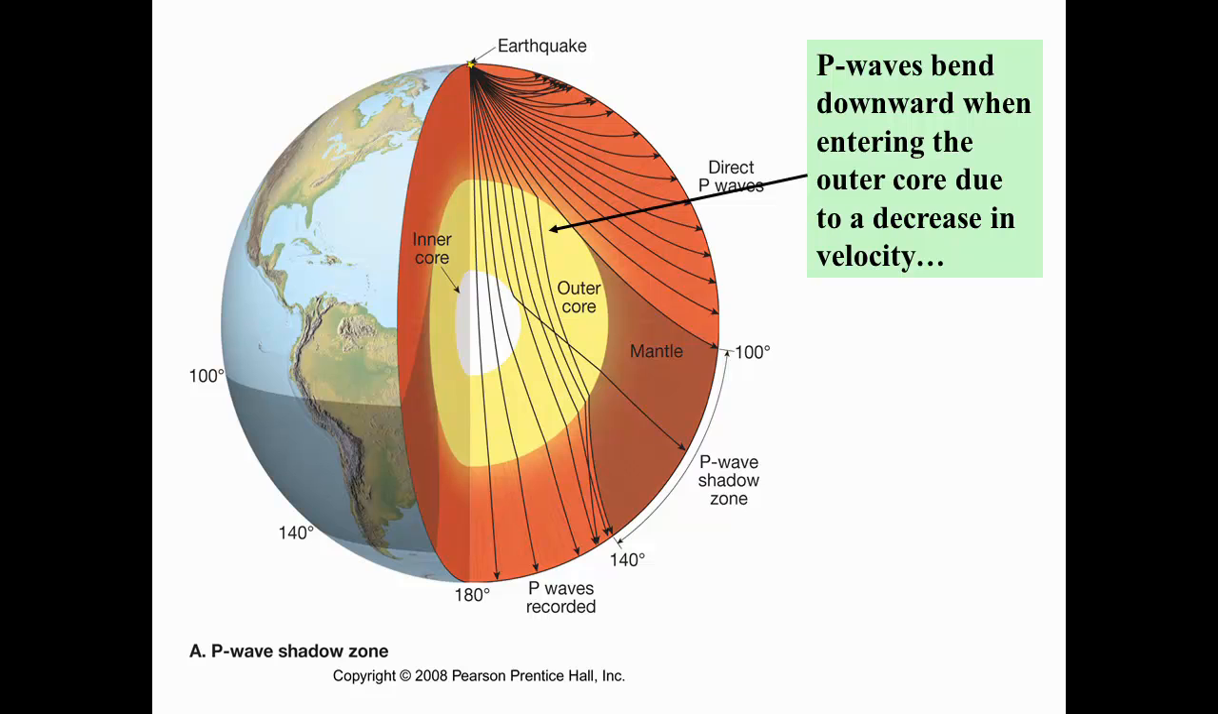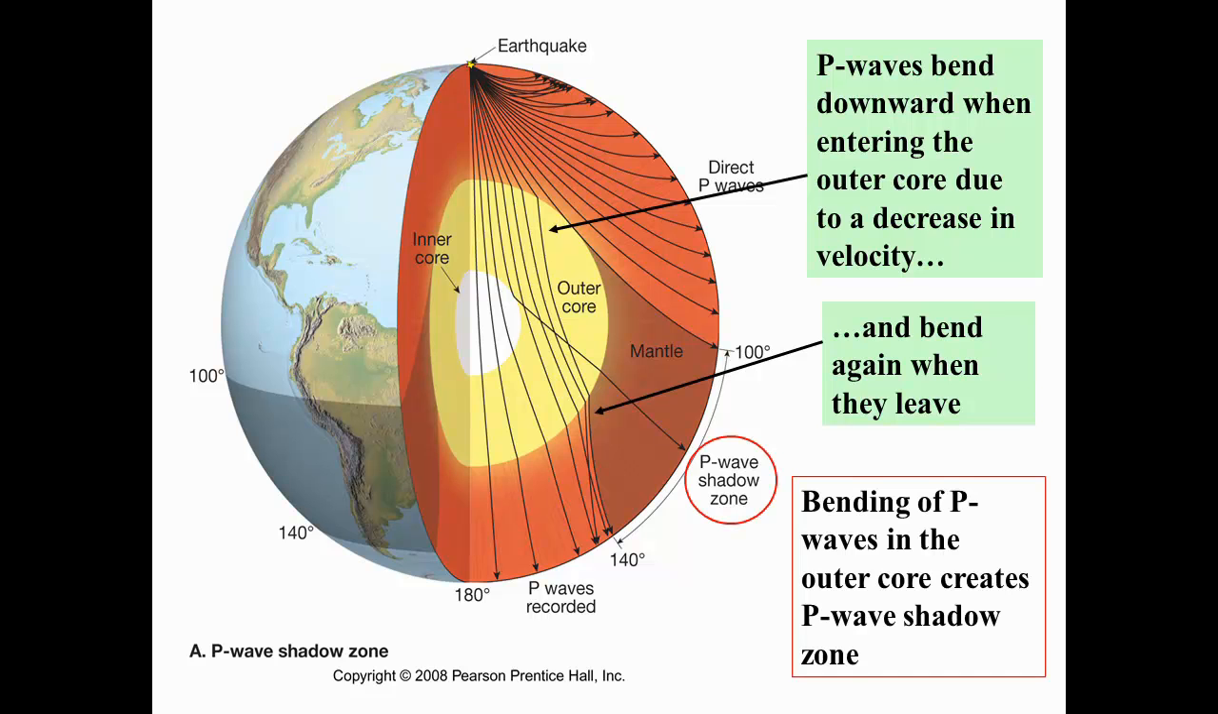Now notice that P waves bend downward when entering the outer core, and this is due to a decrease in the velocity of the seismic waves. And the P waves will then bend outward again when they leave the outer core and enter the mantle within the lower part of this diagram.